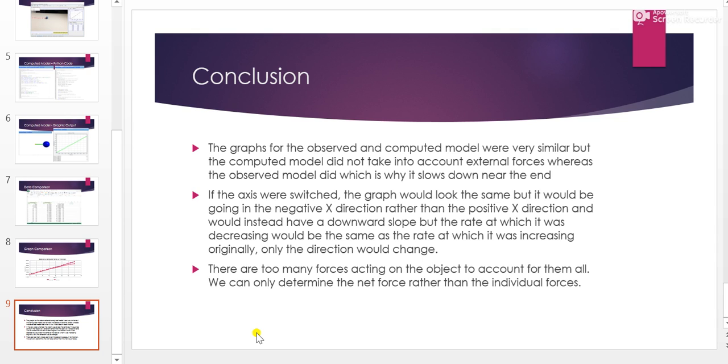And we aren't really able to account for every single push and pull that is put onto this graph, because there are too many individual forces acting on the object to account for them all, so we can only determine the net force rather than the individual forces.